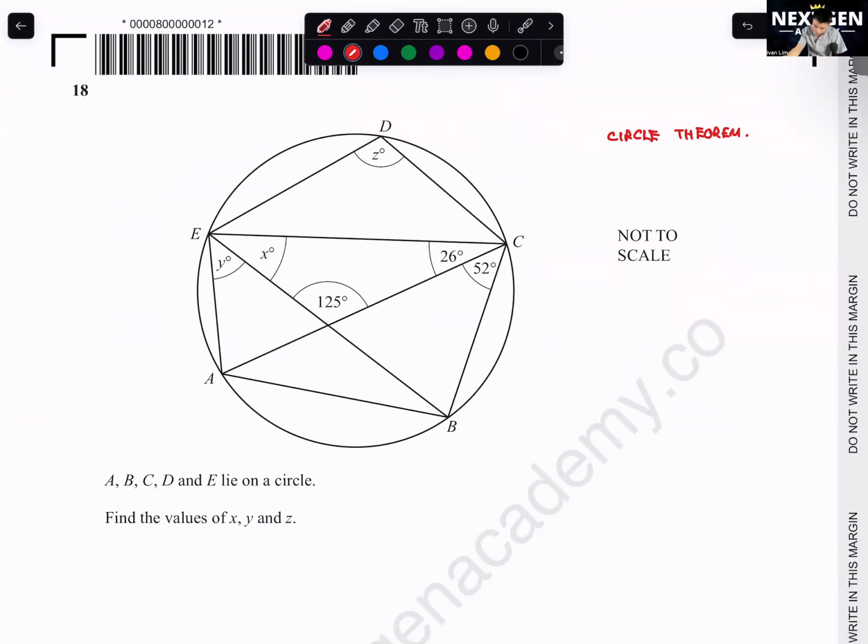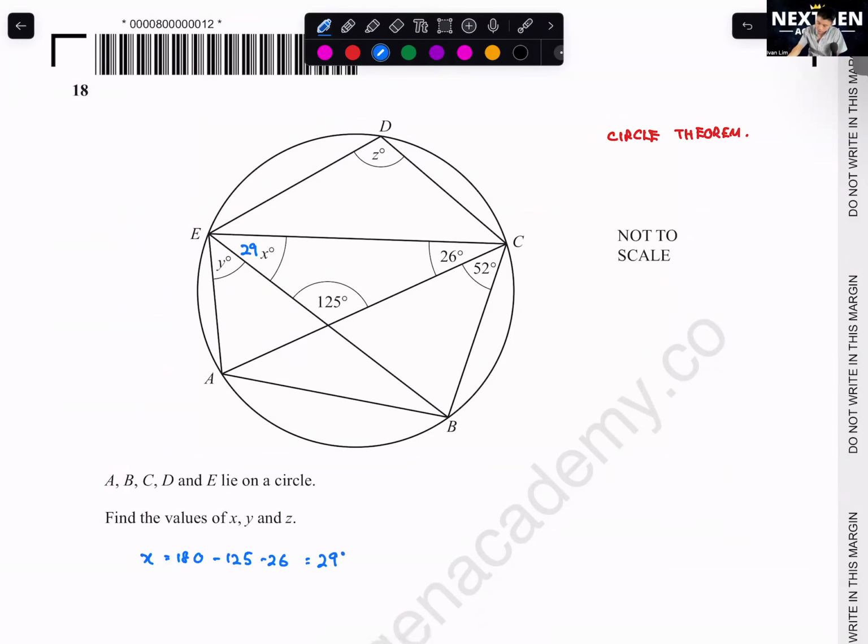What do we want to find first? Find X. Immediately I can see this is a triangle. So for X, we can take 180 minus 125 minus 26. We'll get 29 degrees. I'll label 29 here first.